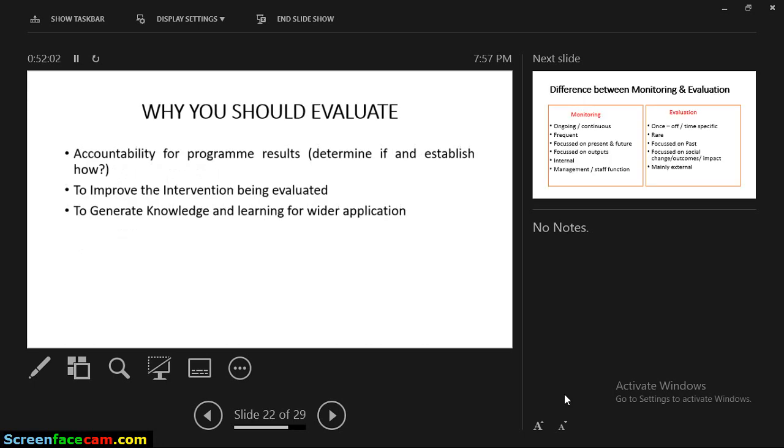Why should you evaluate? This takes us back to what we had under monitoring: accountability, right? To improve the intervention being evaluated, to generate knowledge and learn for wider application. You are going to be dealing with people. As you are dealing with people, it's likely that you can discover something new on the ground, something of interest, something that can even help you to lobby for more and more money, right? So the uses are the same as monitoring.